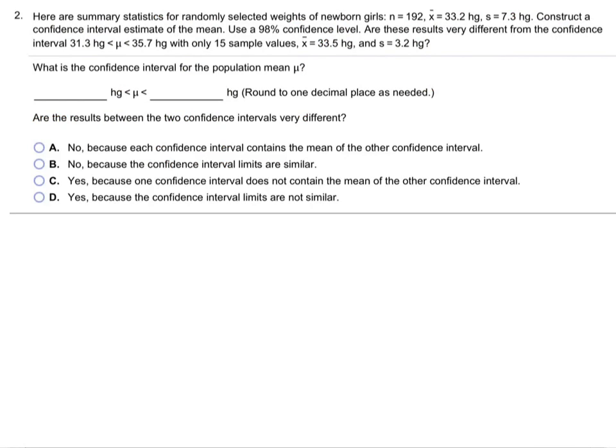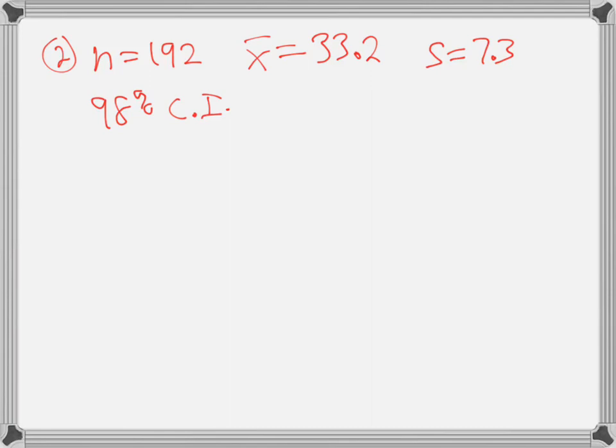We got a bunch of newborn girls, 192 newborn baby girls, and we want to figure out, hey, what's the true average weight for all newborn baby girls? So we got an average of 33.2.